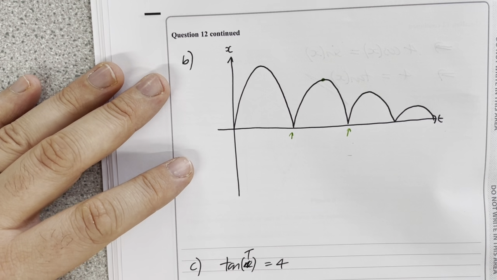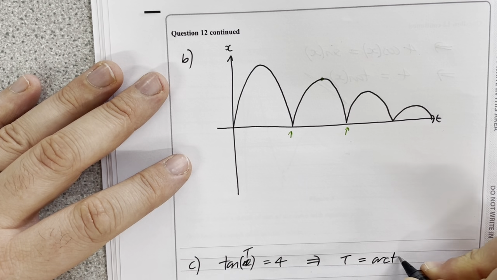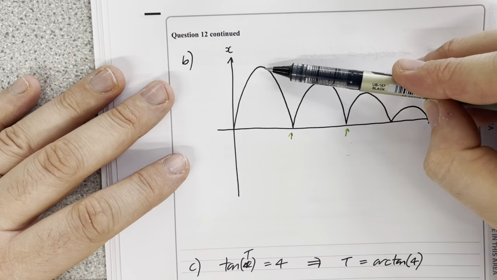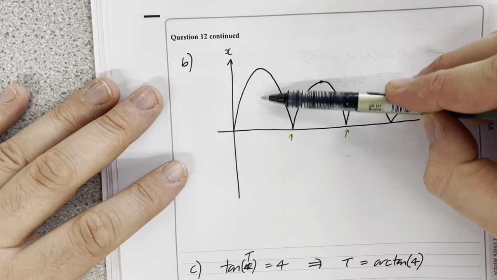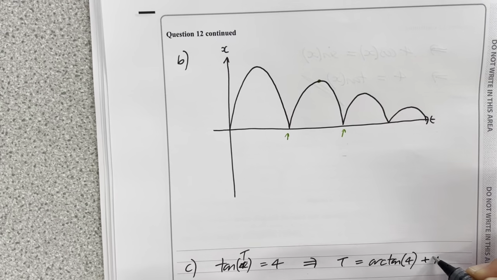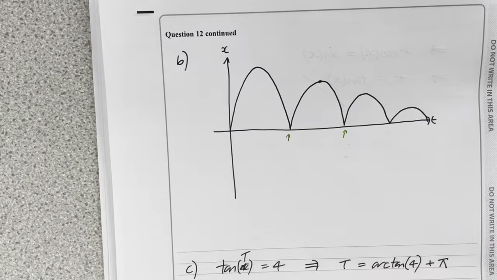For t, tan of t equals 4. This implies then that t is going to be equal to the inverse tan of 4. But if I calculate that on the calculator, that'll give me this value of t. And to get to the next one, I need to add pi, because tan repeats every pi radians.